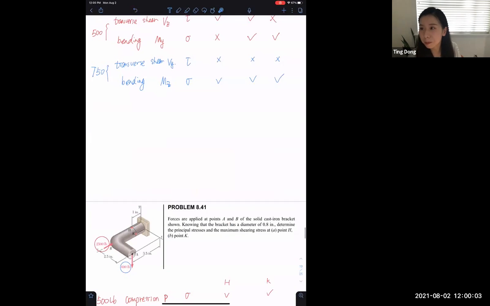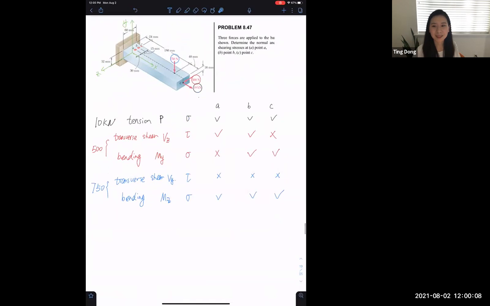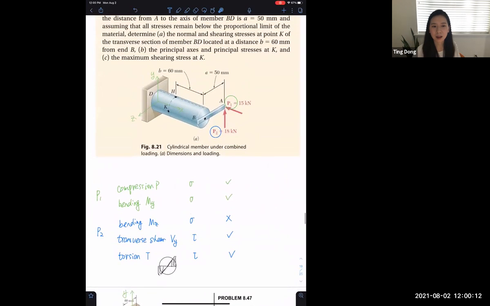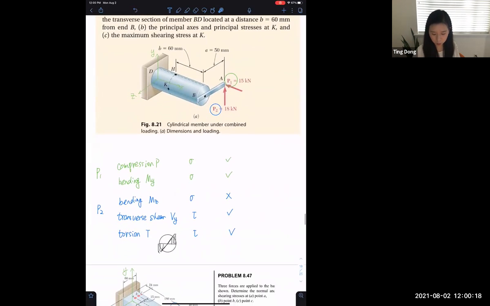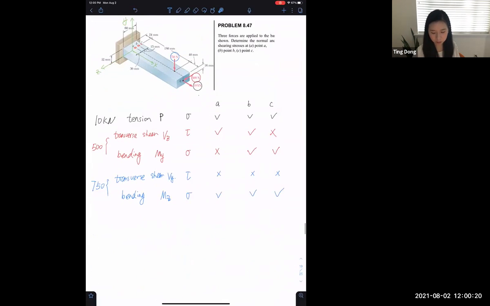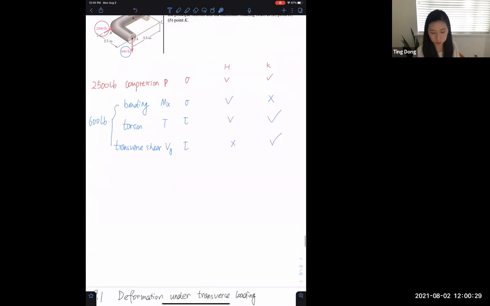Any questions here? I hope that putting all the problems together is easier for you to understand. And once you understand all this part, the rest is just pure calculation. It won't be difficult for the pure calculation part, but you need to be very clear on this.